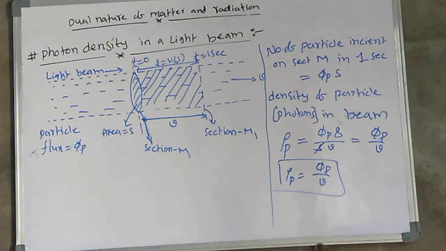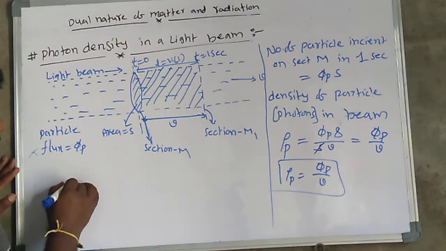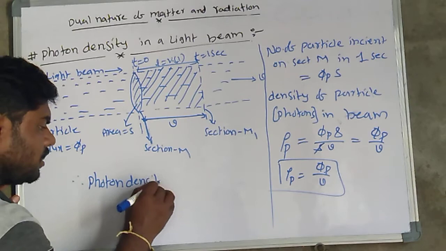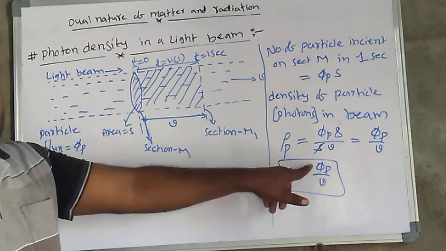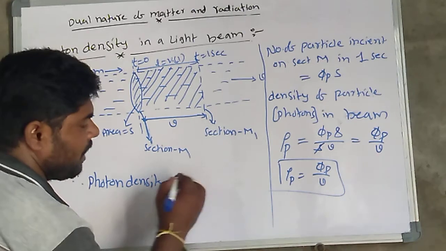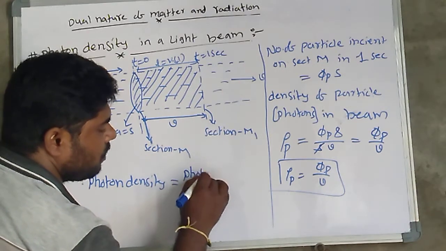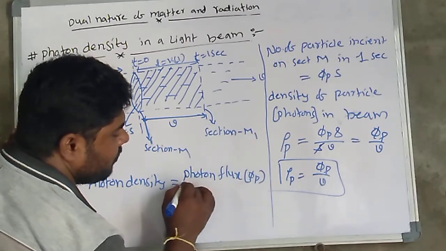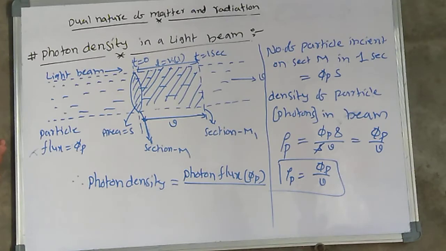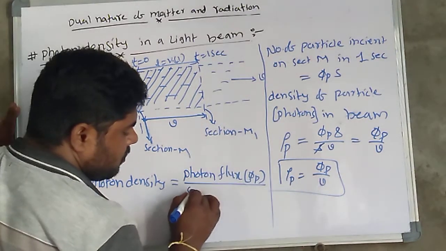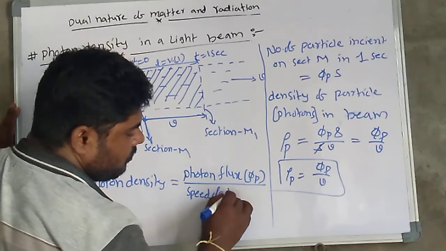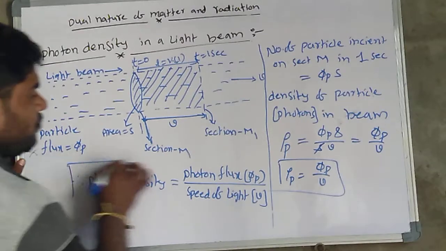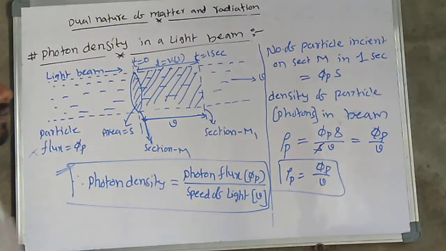It means photon density is equal to the photon flux φ divided by the speed of light, where V is nothing but the speed of light. This is the most important formula. Based on this one they will ask numerical problems.